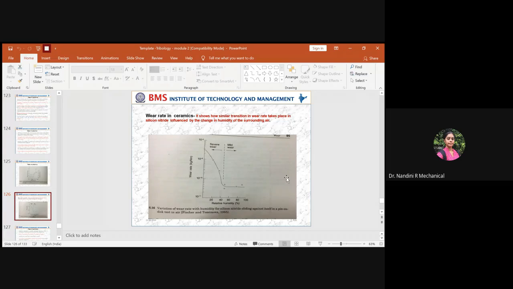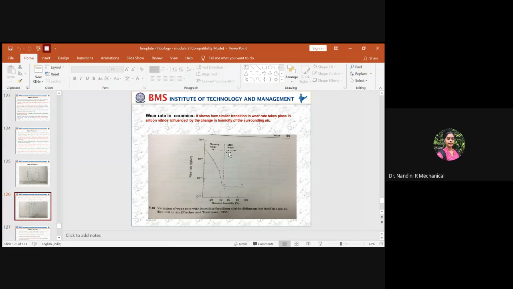So what's happening here? Relative humidity, and this is the wear rate. You can see here the wear rate values given are from 10 to the power of minus 8 to 10 to the power of minus 11. And here the relative humidity is in percentage values, from 20 to 100%. When the humidity value is nearly 50%, you can see that this is the transition range, and within this is a transition range.